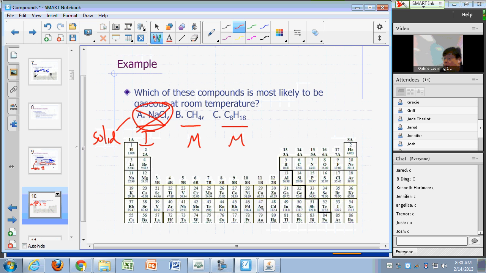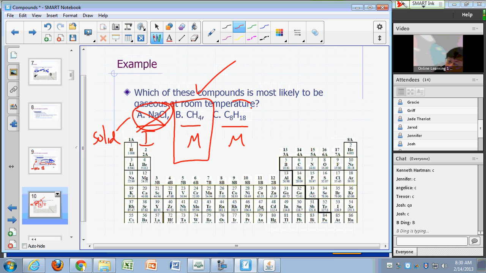The smaller molecules tend to be gases. In fact, the answer is B. Smaller molecules tend to be gases at room temperature, and the reason for that is the attractions between them tend to be weaker than among larger molecules. So the answer is B.